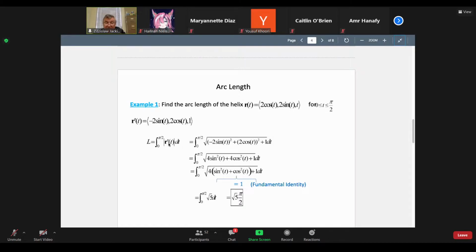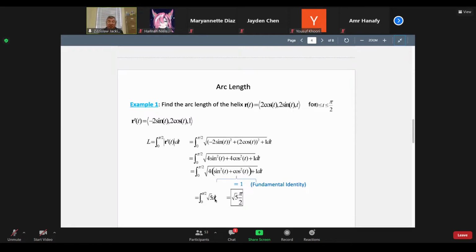So what is the magnitude? Magnitude is the square root of this squared plus this squared plus this squared. So minus 2 sine squared plus 2 cosine squared plus 1 squared. If you take the squares, this is 4 sine squared plus 4 cosine squared plus 1. So you can factor out 4: 4 times sine squared plus cosine squared, plus 1. Of course, sine squared plus cosine squared is a fundamental identity, equal to 1. So we have 4 times 1, which is 4, plus 1 is 5. So we have the integral from 0 to pi over 2 of the square root of 5 dt.